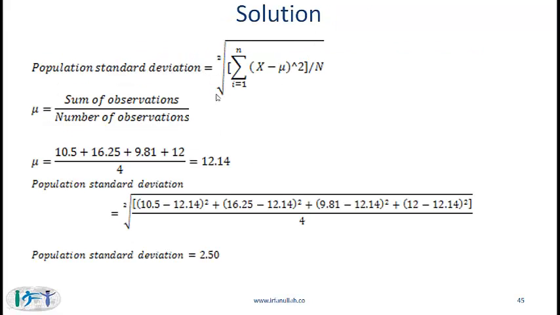So the same formula, except we now have the square root. You find the mean, and then inside the square root sign is essentially the variance. By taking the square root, you come up with the population standard deviation.